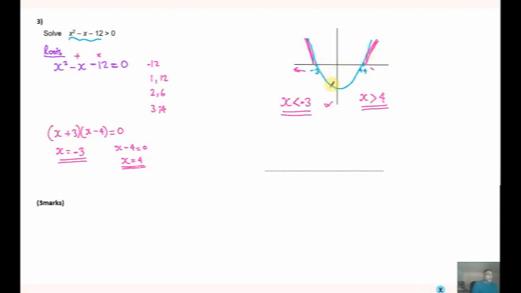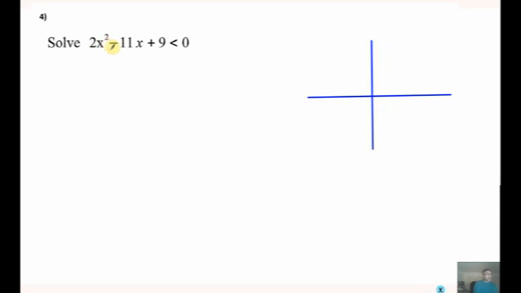Notice again, if x was 1, for example, you can see it would be less than 0. It'd be below that line there. So we wanted to find when it's bigger than 0. Now, in a similar format, this time I've got a harder equation and it's less than 0.